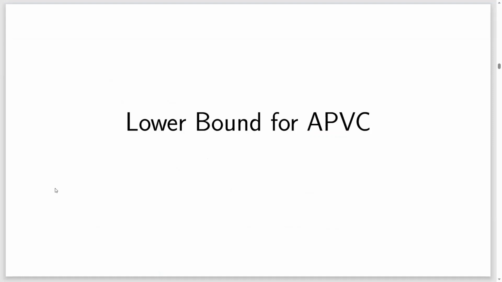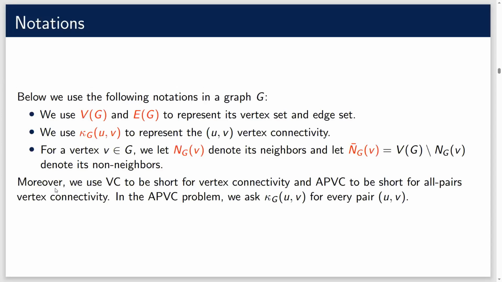Okay, so let's go on to the main part of our paper and our proof, which is the lower bound for APVC. Here, APVC is short for the all pairs vertex connectivity problem. First, some notations, and I will just read the slides quickly.